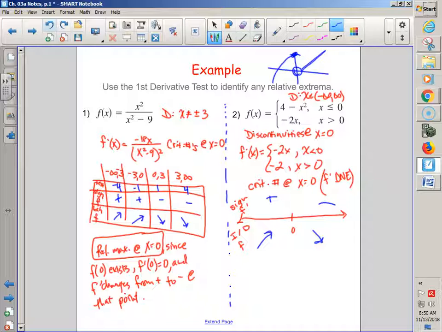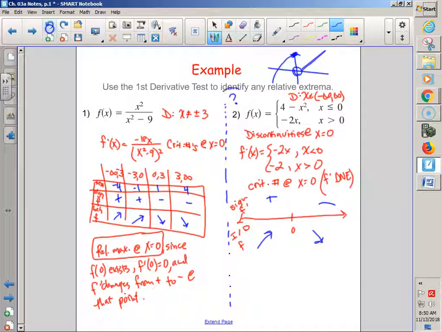or when f prime does not exist? Yeah. But it's not a sharp turn. It's kind of like a smooth turn on one side and a sharp turn on the other. Is this a relative max? I'm going to leave you guys hanging on this one because I want to get to one more example.